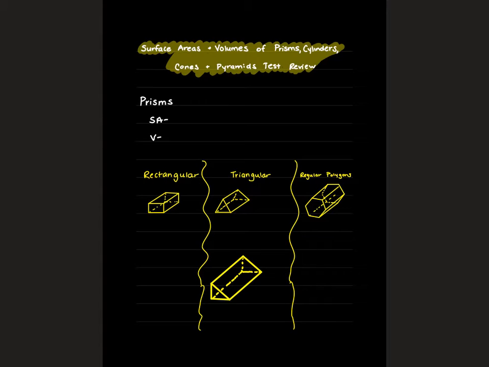Okay, this video is going to cover the review for the surface areas and volumes of prisms, cylinders, cones, and pyramids test. We're going to go through each one, starting with the prism. We'll go over the formulas for each one, and then we'll get into examples for each one.